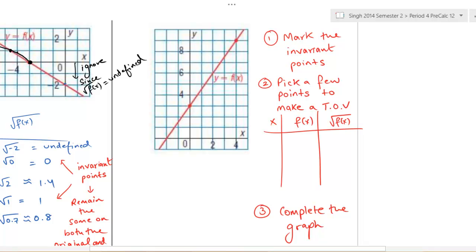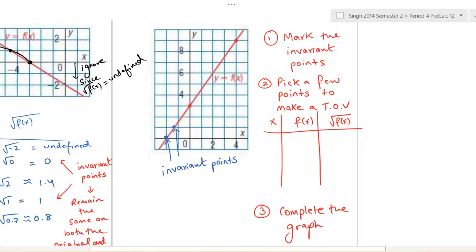Okay, so let's see what our invariant points are first of all. Our invariant points are always going to happen where the y values are 0 and 1 on the original graph. So the first invariant point I'm going to have is right here because the y value is 0. And here the y value is 1. So those are the two invariant points I'm going to have, and I'm going to make a note of that. Okay, invariant points.